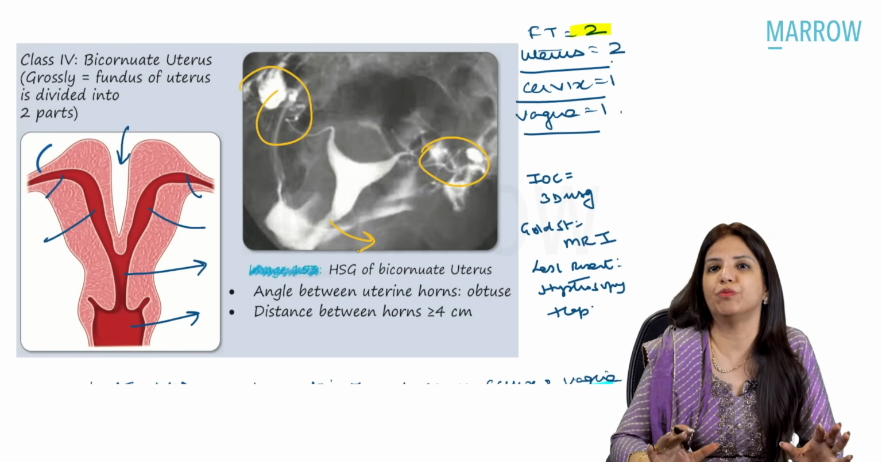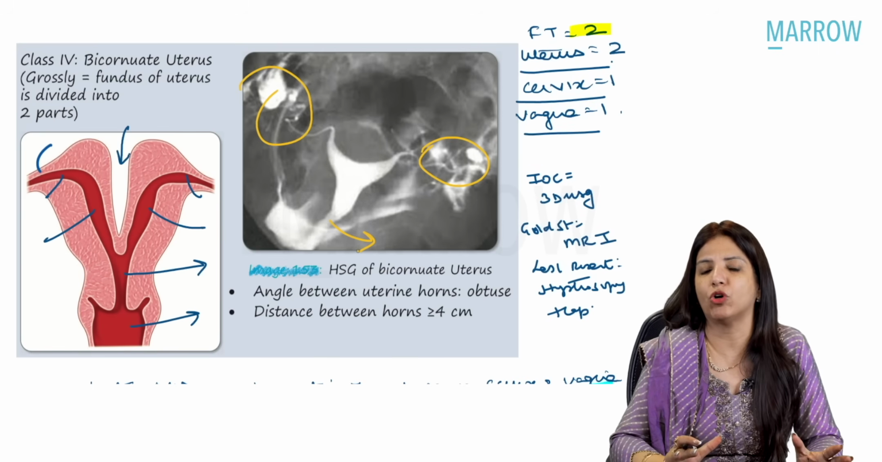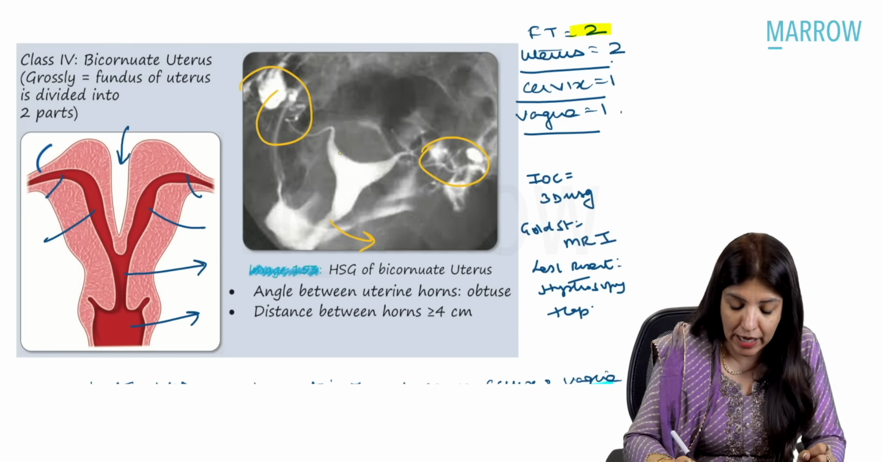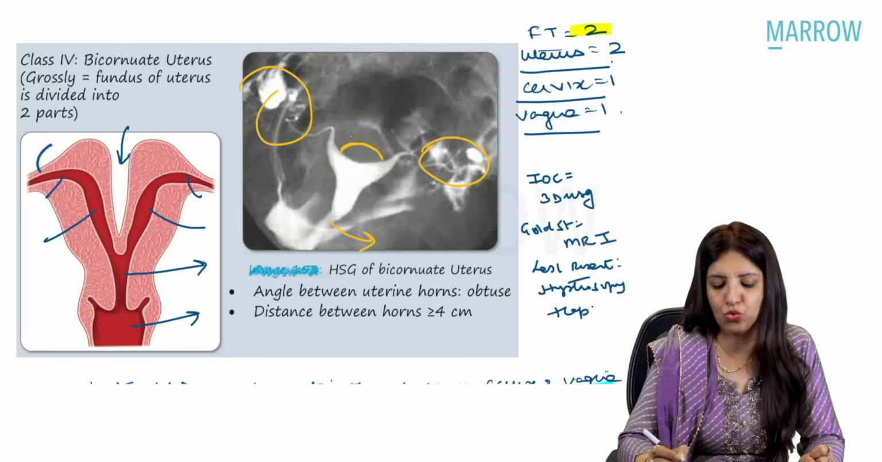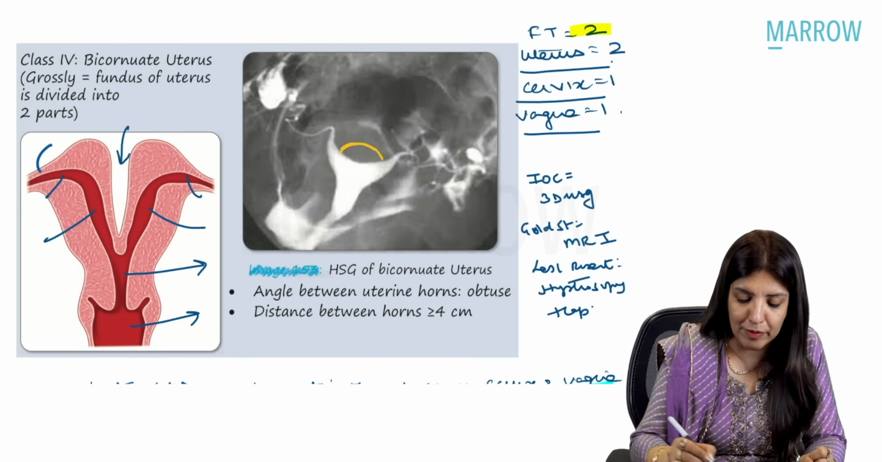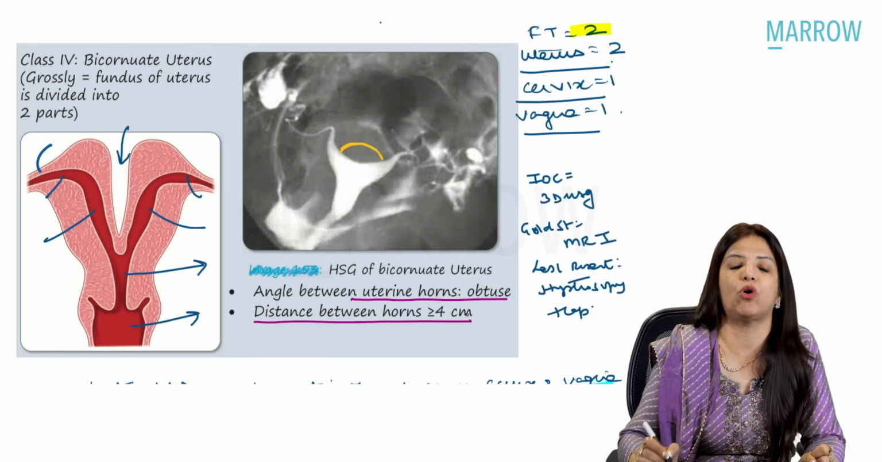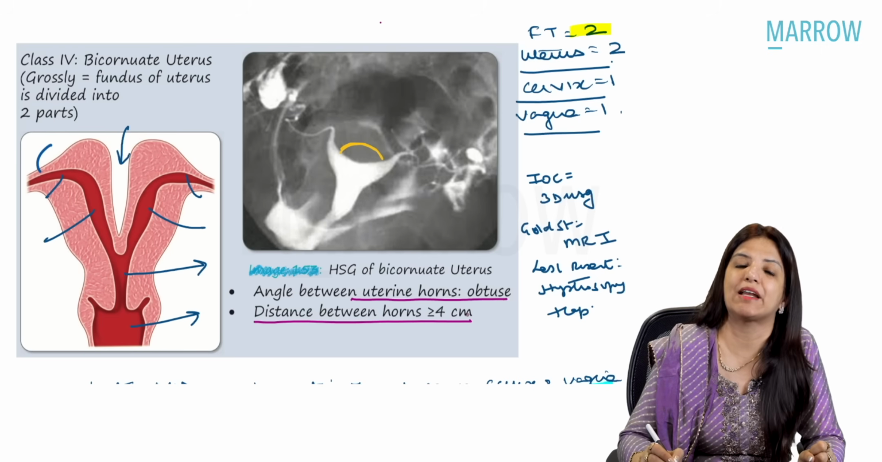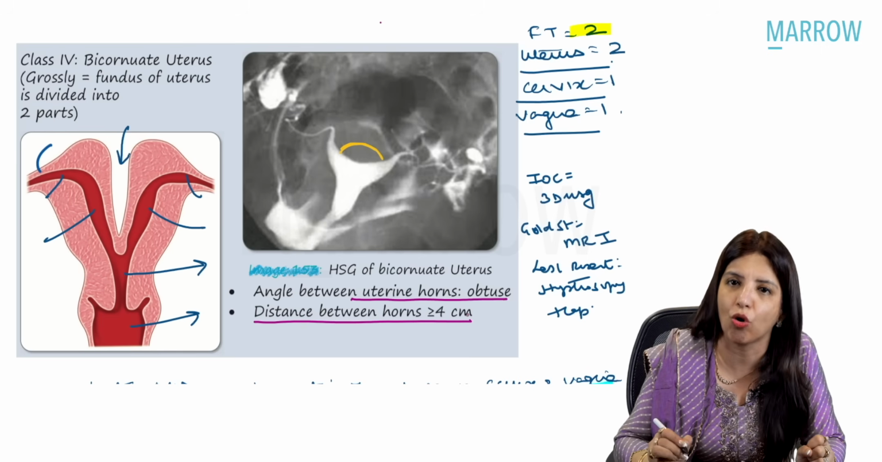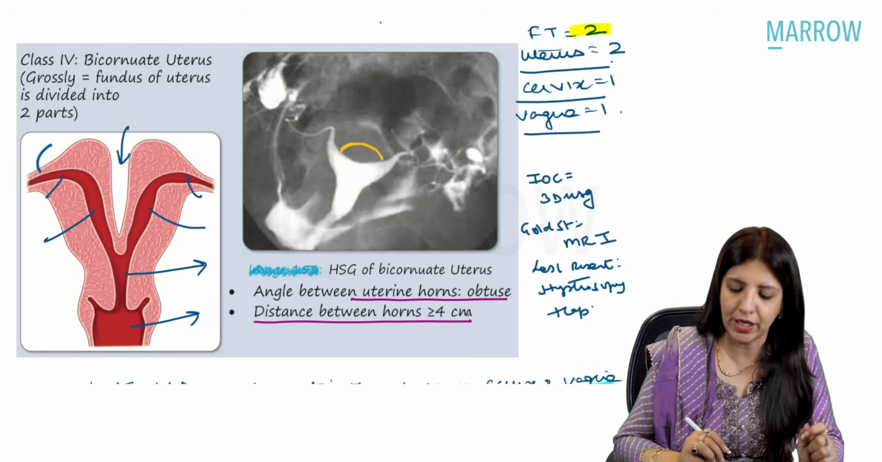Now this means that either this is a bicornuate uterus or a septate uterus. Now look at the angle between the uterine horns. If the angle between the uterine horns is obtuse, right, and the distance between the horns is more than or equal to 4 centimeters, that means you are looking at an HSG of a bicornuate uterus.